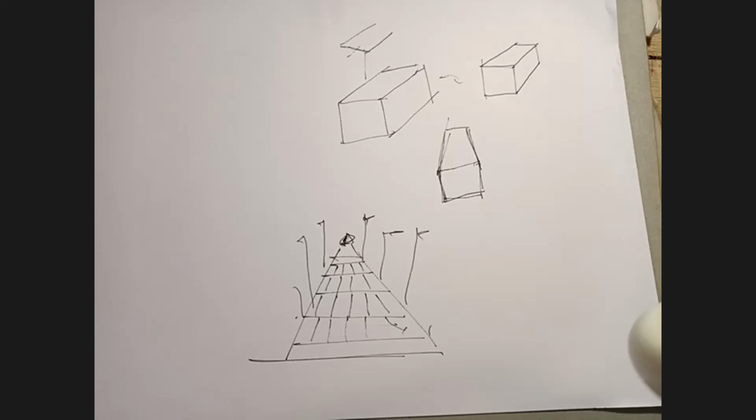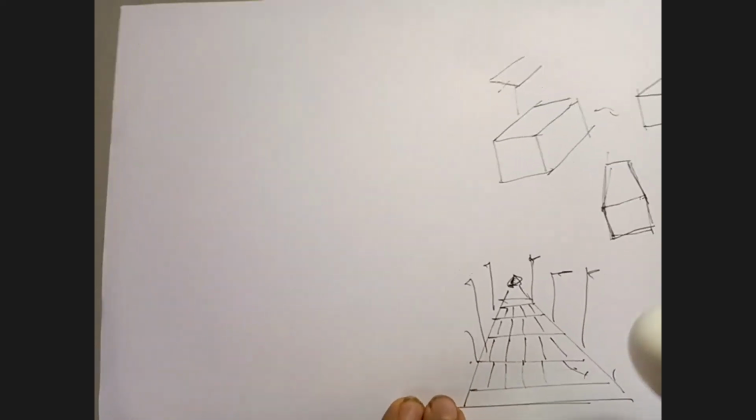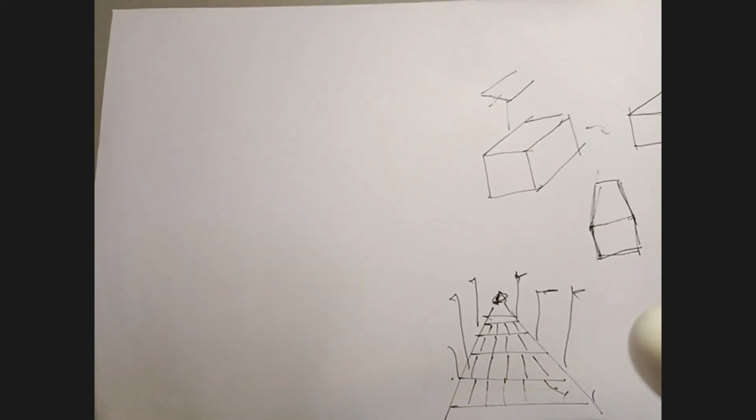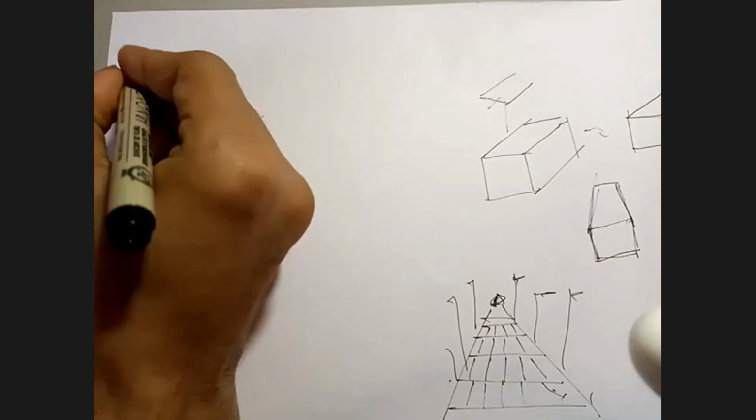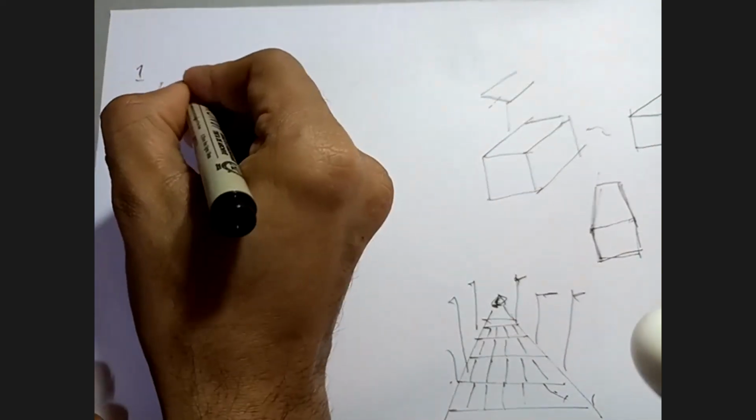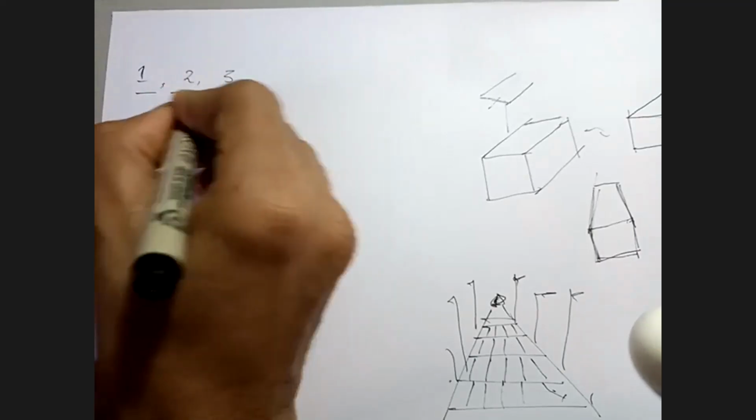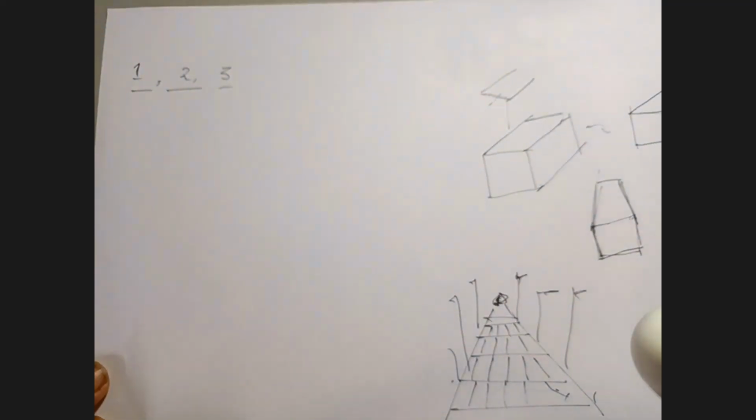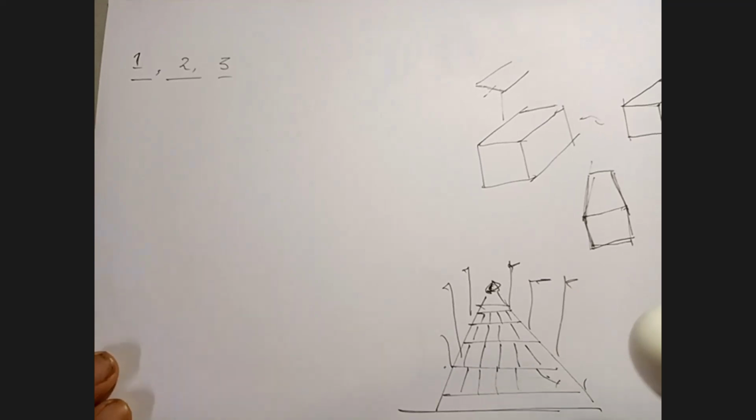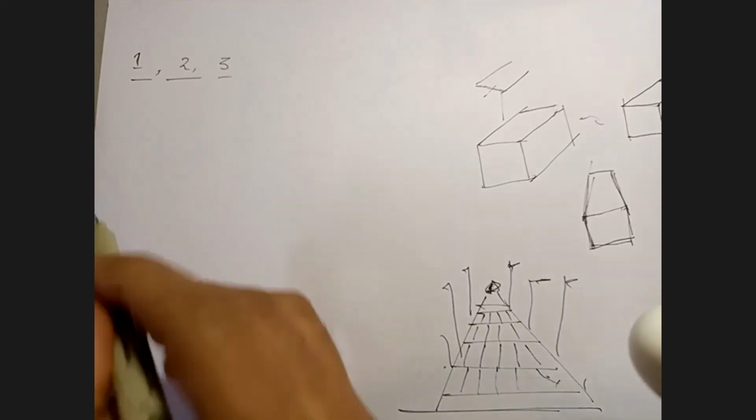Okay, let's first understand 1 point perspective. When you talk about perspectives, there are 3 basic modes: 1 point, 2 point, or 3 point. 1 point, or linear perspective. What is this 1 point, 2 point, and 3 point perspective? I will give you some live examples of what you would have noticed.